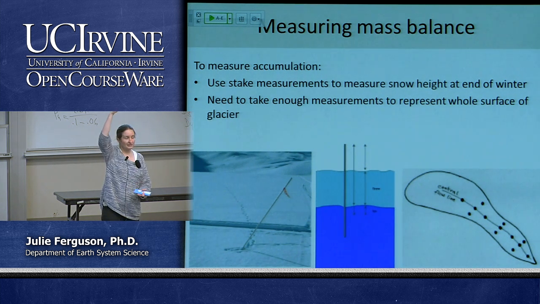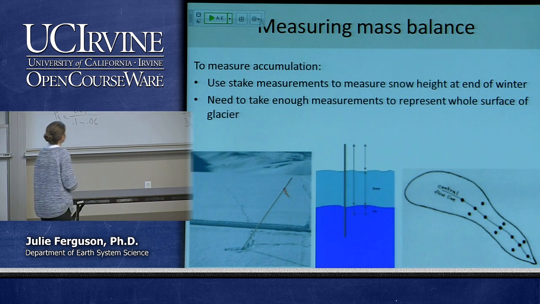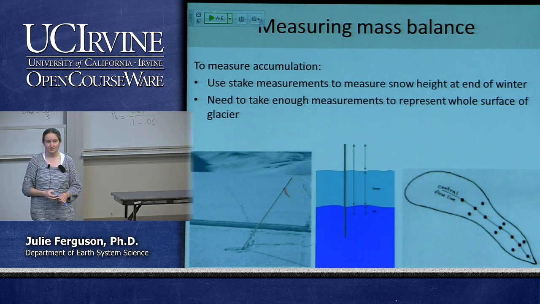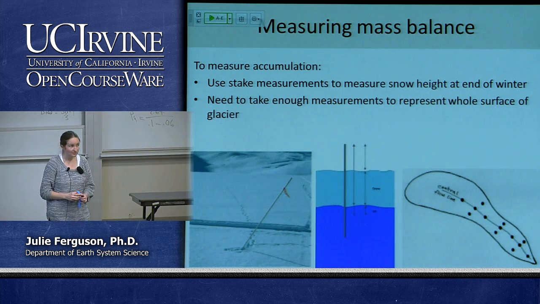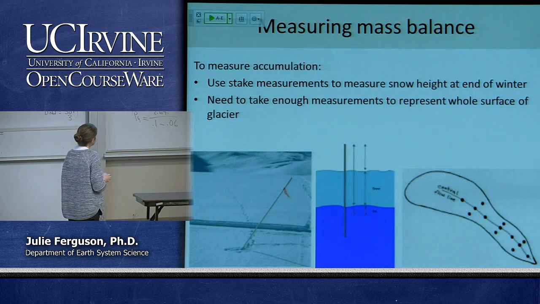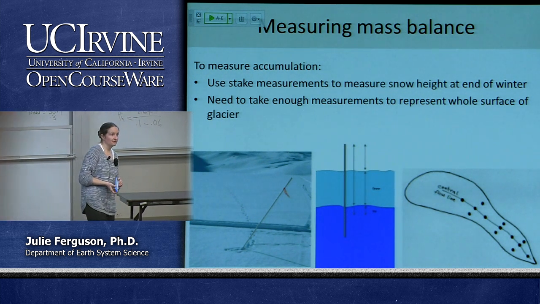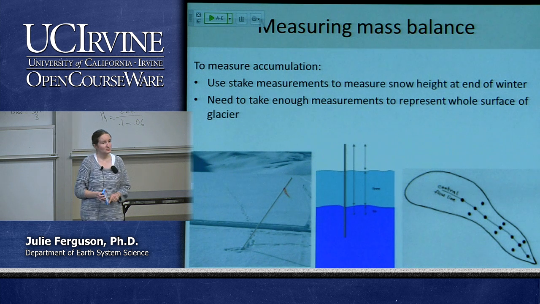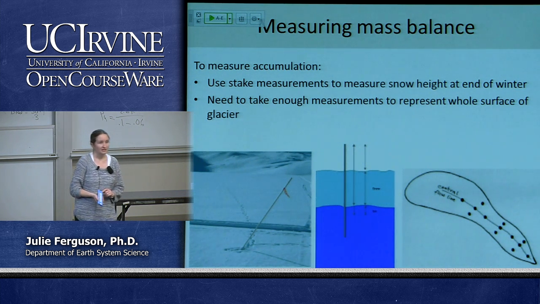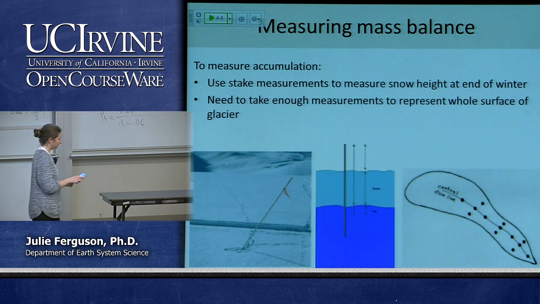Okay, so if we just put big stakes across our glacier, we would be able to get an amount of snow. But we do need to make enough measurements across the glacier, and that would be somewhat difficult. Also, do you remember our snow is different densities, so just because we have the thickness doesn't necessarily mean we have the actual mass of snow that's added.